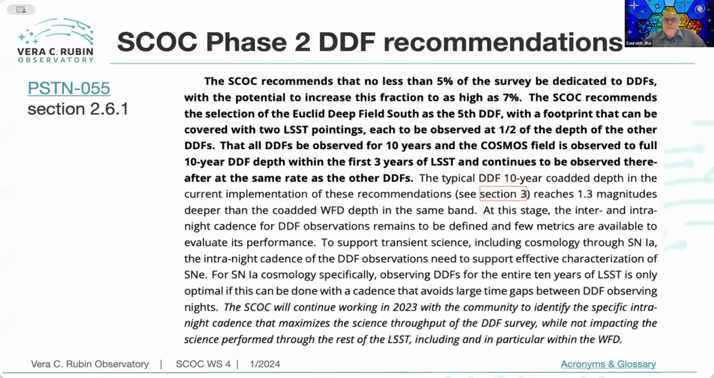This was the phase 2 SCOC recommendations on the DDFs. I won't read the whole thing, but note, up to between 5 and 7%, it recommended Euclid Deep Field South as the 5th field that's split in 2 pointings, as Lynn showed. The Cosmos field that's by itself would get 10 years of observations in 3 years and then continue to be observed. So those were the full recommendations.